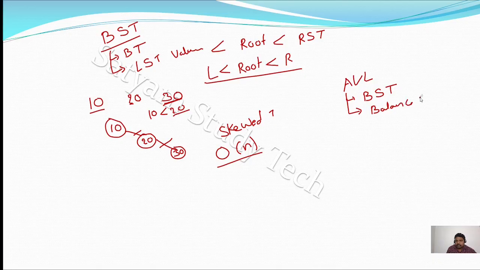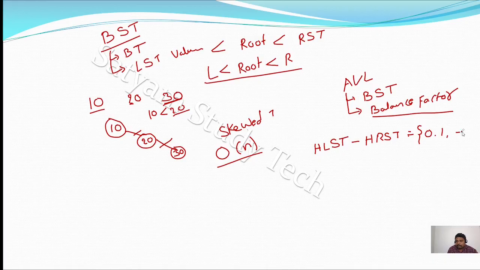Additional property is balance factor. What is meant by balance factor? The balance factor means height must be balanced. Here you can see the height of the left subtree minus the height of the right subtree must be equal to 0, 1, or minus 1 only. Other than that, the tree is not balanced. We have to balance the tree by using notations.